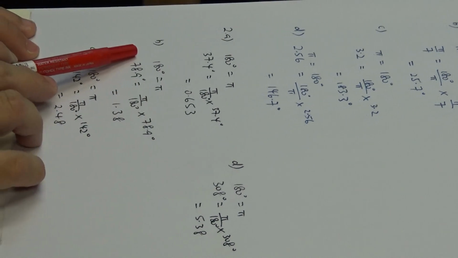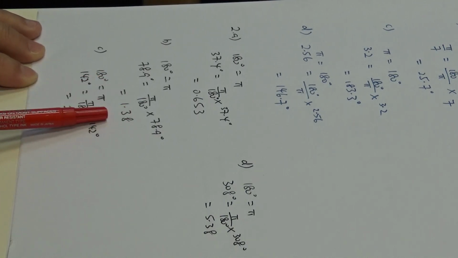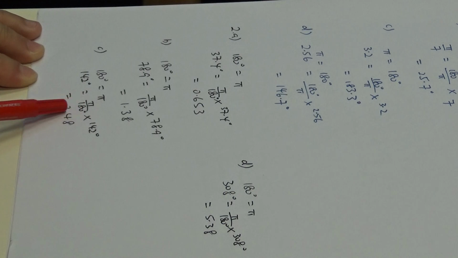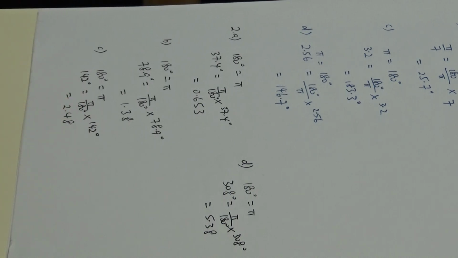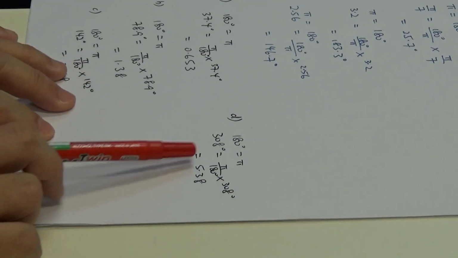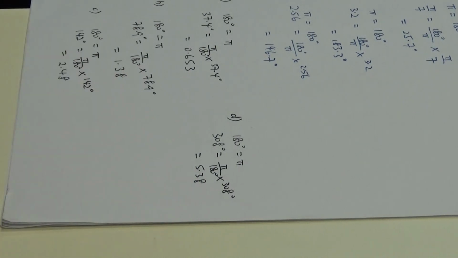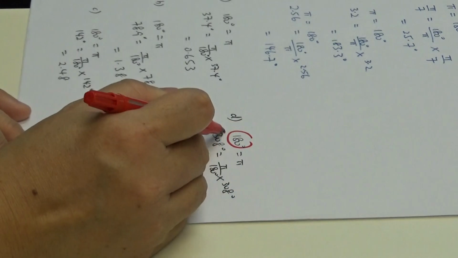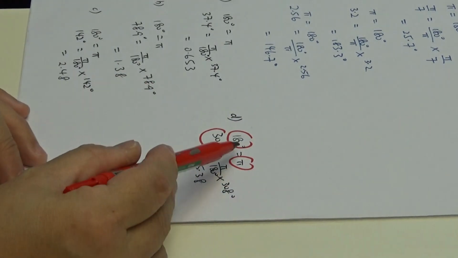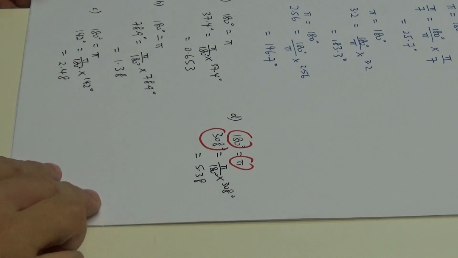Okay, part B, likewise, we do the same thing. We get 1.38. Part C, we'll do the same thing. We'll get 2.48. And part D, we'll do exactly the same thing, and we'll get the answer as 5.38. Now, class, please take note. We always have to line up the things together, degrees, and then radians. Then you can use the method that I have taught you. Okay, so this is question number 2.